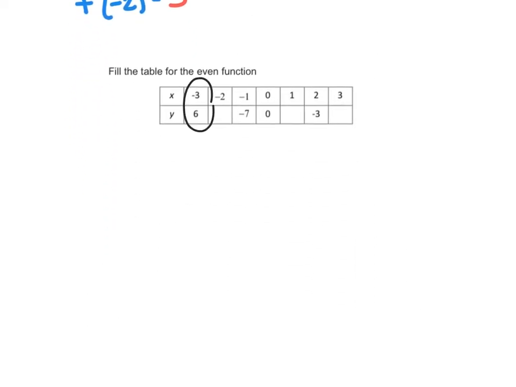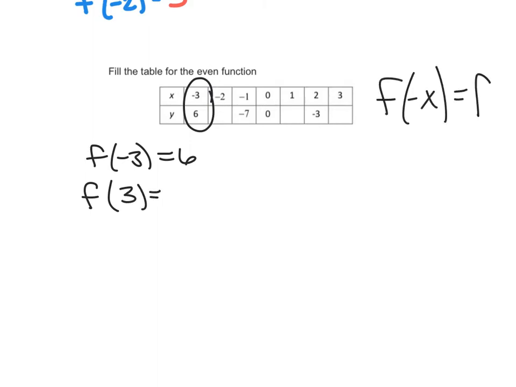So I'm going to take a point I know, f of negative 3 equals 6, and the rule says when you substitute in negative x, so that would make that a positive 3. So let's write that rule down. f of negative x equals, this time, f of x. So I should get out the same thing, positive 6.